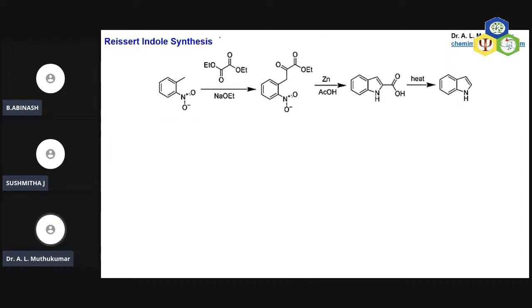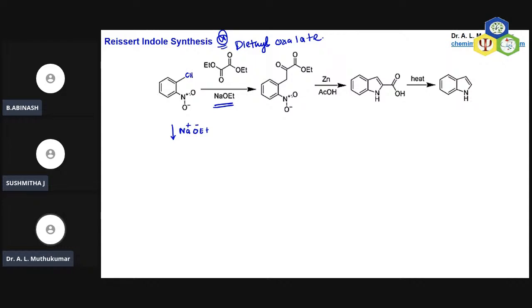I think this is another important reaction, that is the Reissert indole synthesis. For the Reissert indole synthesis, the reactant you have to take is 2-nitrotoluene, or ortho-nitrotoluene, and you have to take diethyl oxalate as a reagent here, and along with that, sodium ethoxide base has to be used. So initially, let me explain the mechanism here. Sodium ethoxide is a base.